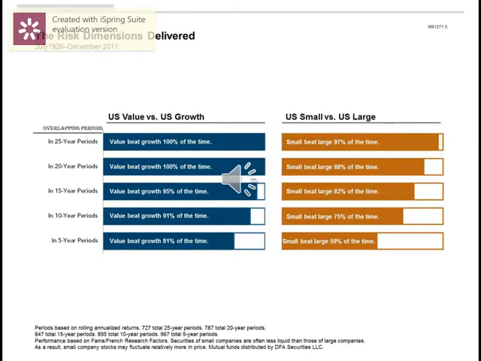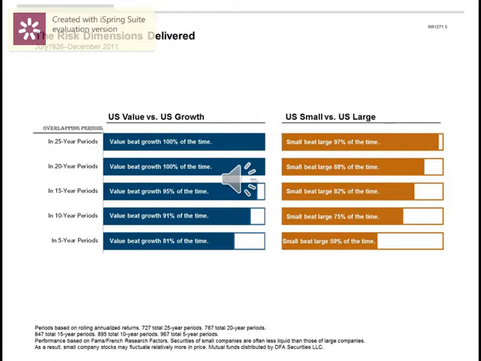This slide documents the frequency with which the value and size premiums have been positive over the various time periods throughout the history of the U.S. stock market, from 1926 through 2011. As the results illustrate, U.S. value stocks have outperformed U.S. growth stocks, and U.S. small cap stocks have outperformed U.S. large cap stocks in a majority of all the rolling return periods measured.